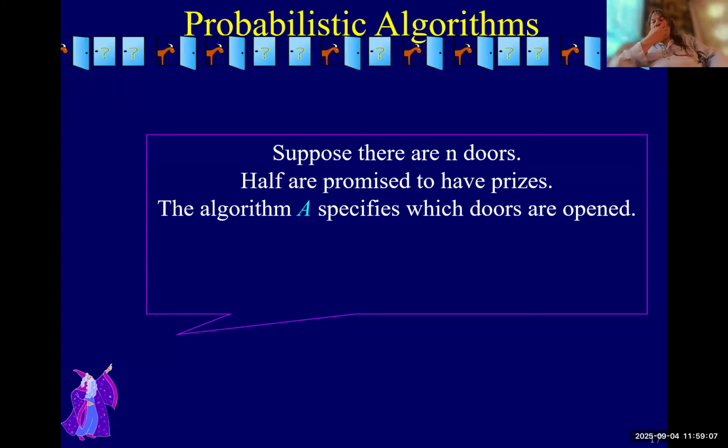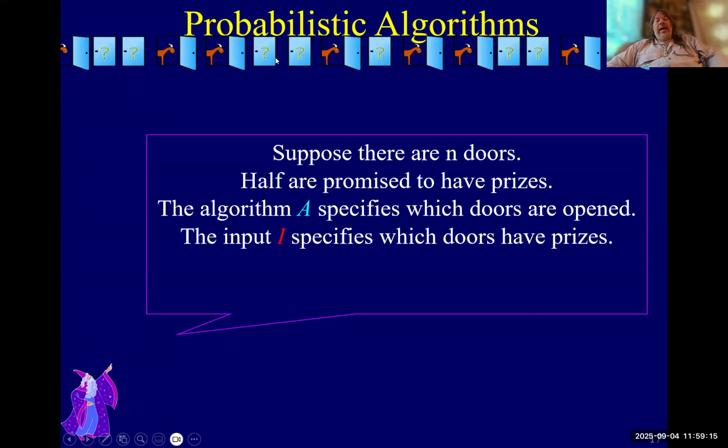And then what does an algorithm do? It says, oh, open this door, then open this door, then open this door. What doors to open? And what does the input specify? It specifies which doors have prizes and which doors don't have prizes.